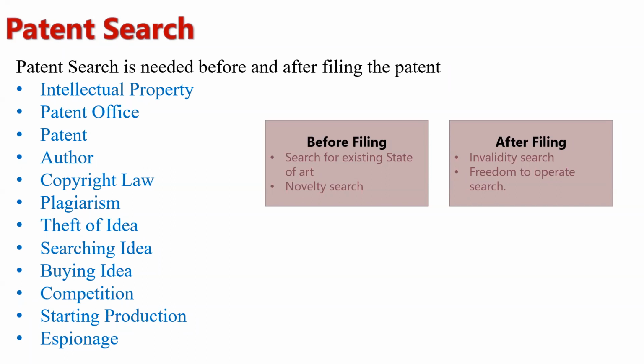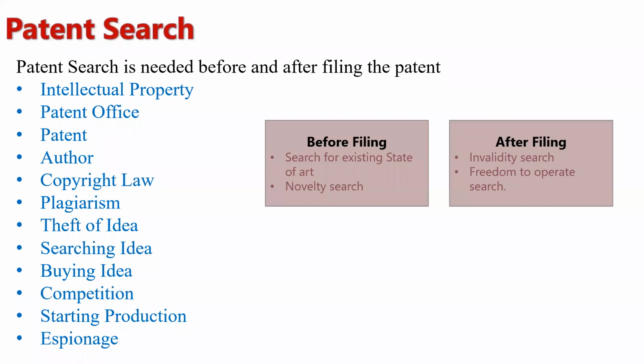What is this invalidation search? This search happens after a patent has been issued, and it aims to locate documents that challenge the validity of a patent, because of gaps in the research during the original patentability search. So it is done by another party trying to invalidate the patent.